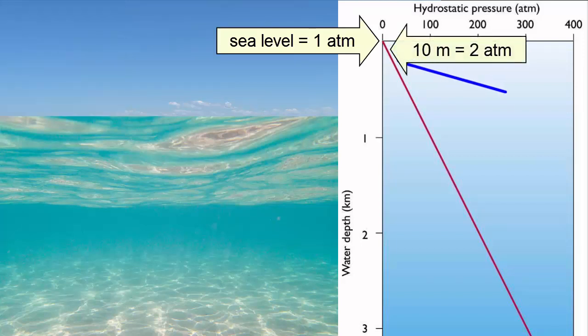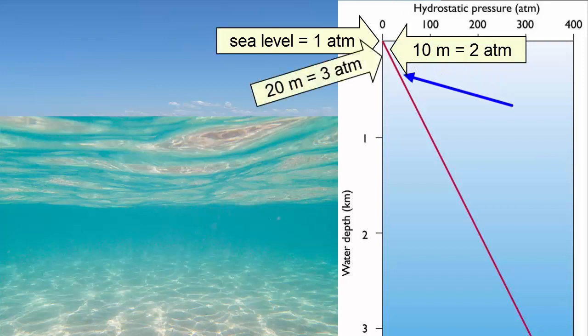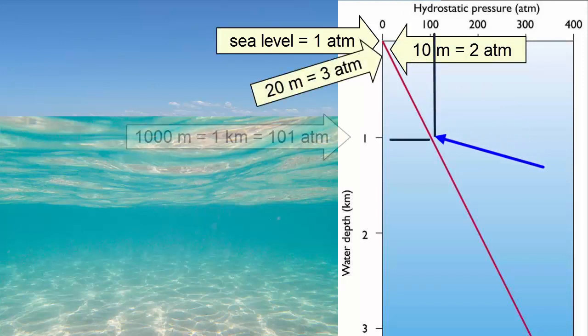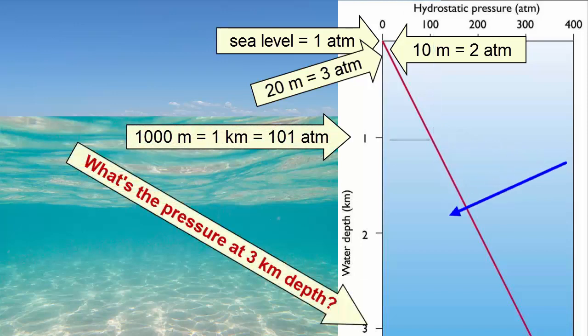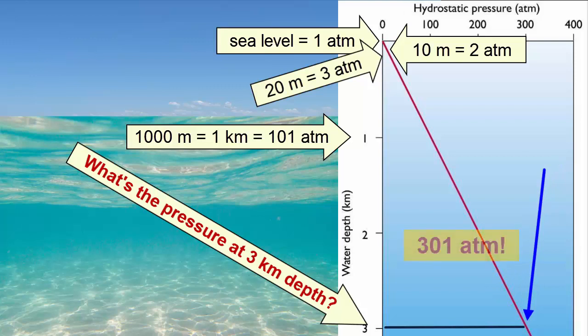At 10 meters, it's 2 atmospheres. At 20 meters, it's 3. At 1,000 meters or 1 kilometer, it's 101 atmospheres. What's the pressure at 3 kilometers in the center of the mid-ocean ridge rift valleys? 301 atmospheres. That's 300 times the surface pressure.